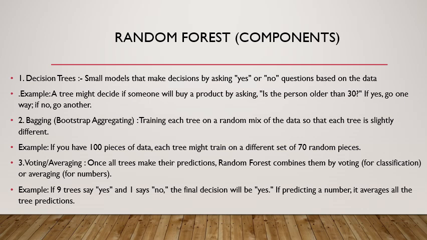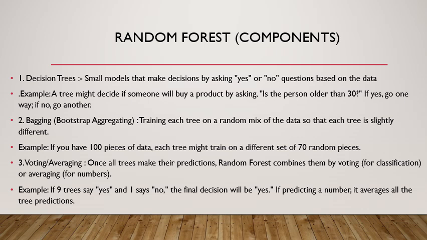Okay, bagging. It is also called bootstrap aggregating or bootstrap aggregation. Training each tree on a random mix of data, so that each tree is slightly different. Means there will be multiple decision trees, and each tree will be slightly different compared to the others at the time of prediction. When we mix it randomly, each tree will be different from the others.